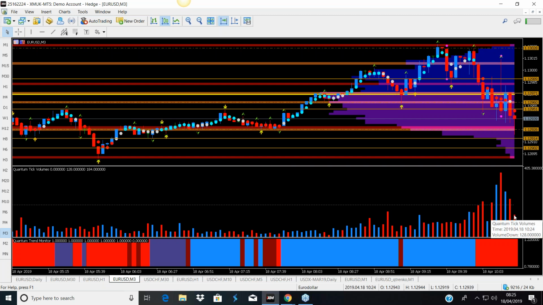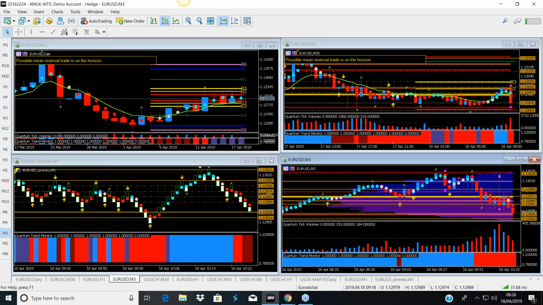From the volume perspective, there seems to be a lot of price support coming in here, and the selling pressure is not. These volume bars have to be much higher to sustain this downward move. Now, they may come in as soon as the news is released. We will wait and see.